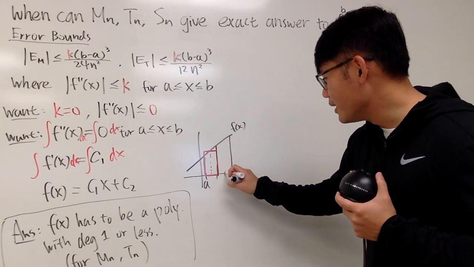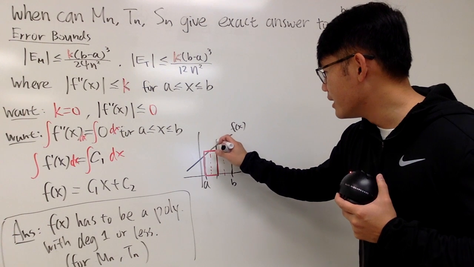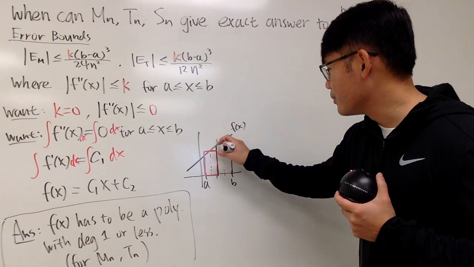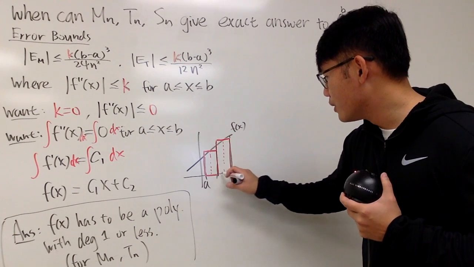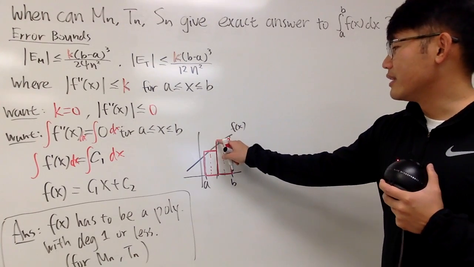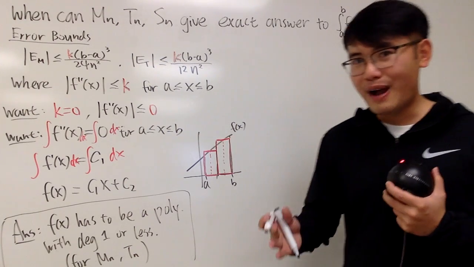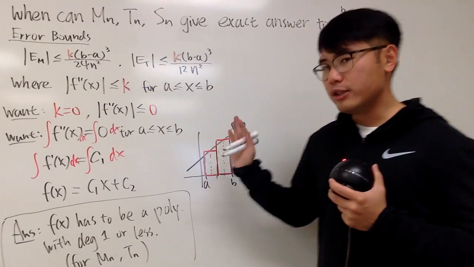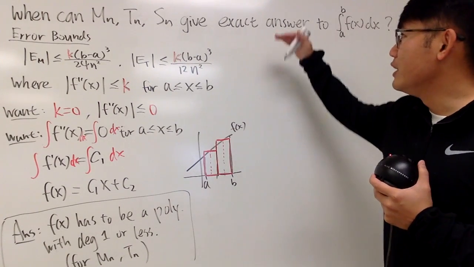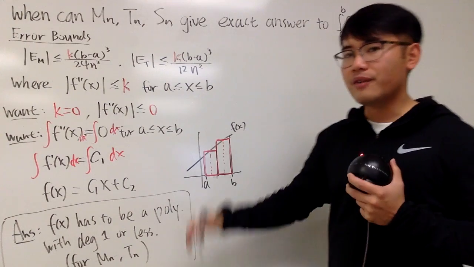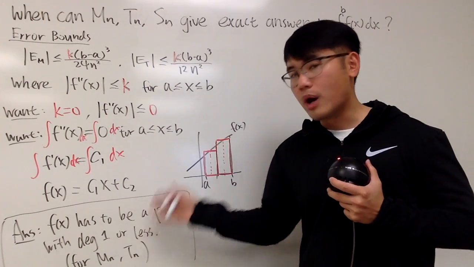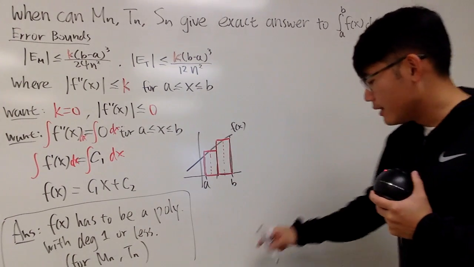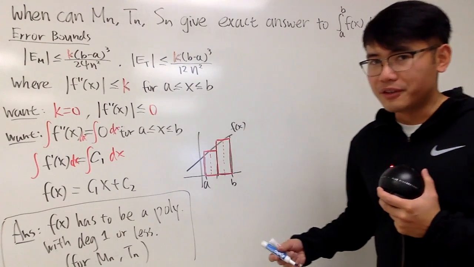Likewise, of course, if you do it again right here, go to the middle and then hit the curve, which is just a line, and you make a rectangle. You can take this part, fill in there. In fact, you still end up with the exact area. So midpoint and trapezoidal will always give you the exact answer when you have a linear function, a polynomial with degree 1 or less, right? Now, for Simpson's rule, it's kind of different.